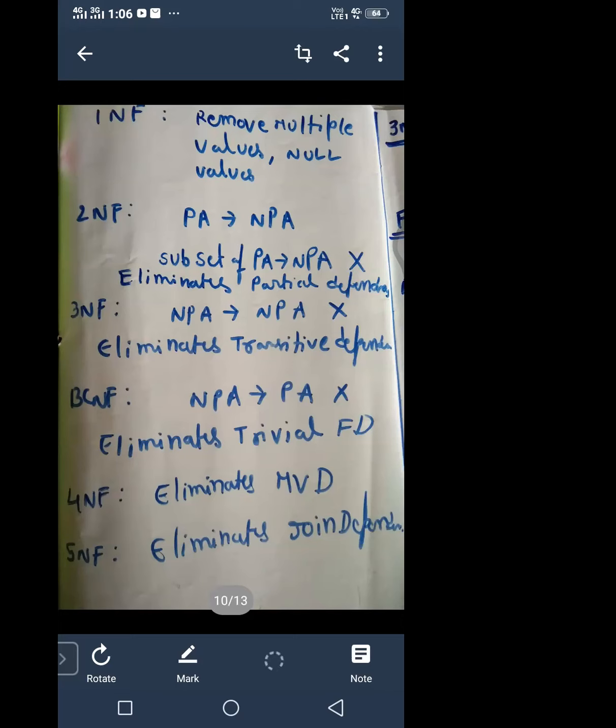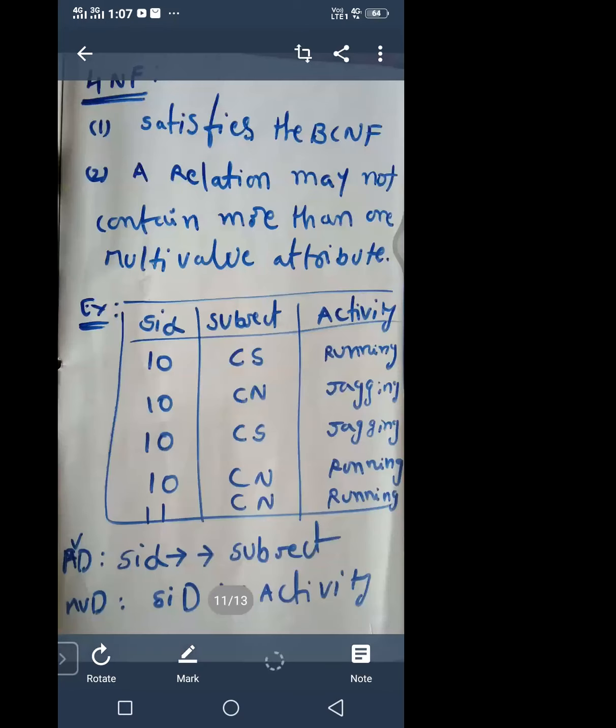In the case of fourth normal form, we eliminate the multi-value dependency. What it means is that the same attribute is related to more than one attribute. For example, in the last example we observed that the same student ID matches with more than one subject: 10 CS running, 10 CS jogging, 10 CN jogging, 10 CN running.